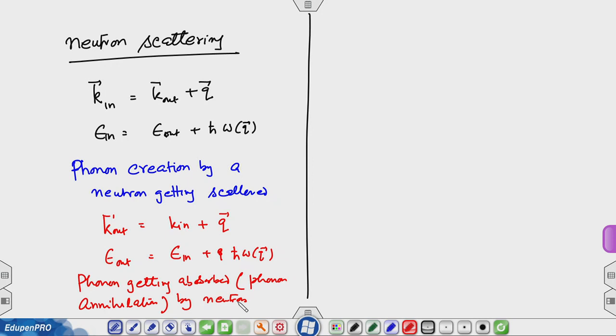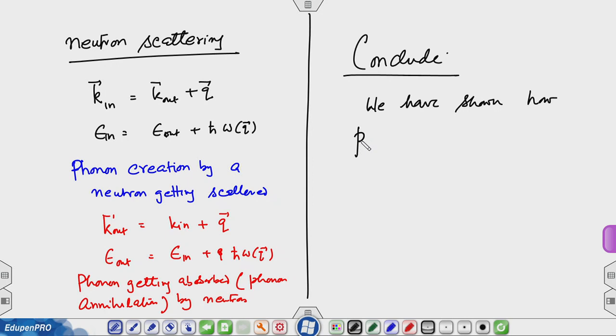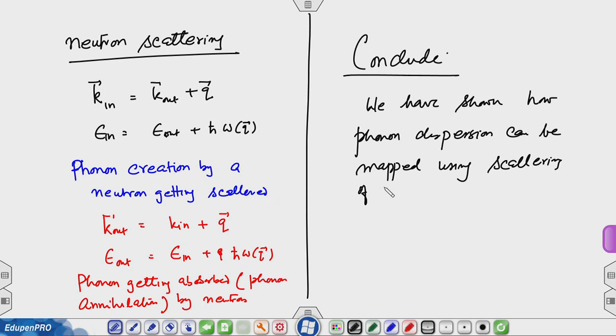So, with this I will conclude this lecture. We have shown how phonon dispersion can be mapped using scattering of light and neutrons by crystals. And this is inelastic scattering. Of course, you can have an elastic component also, as we discussed in the previous lecture, and that gives you the structure of the crystal. Thank you.